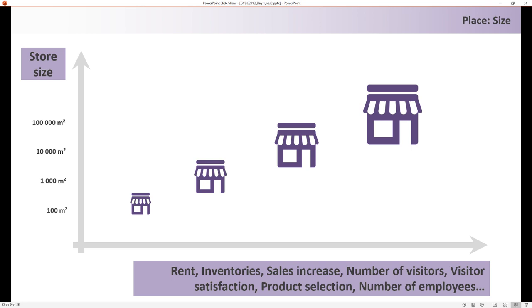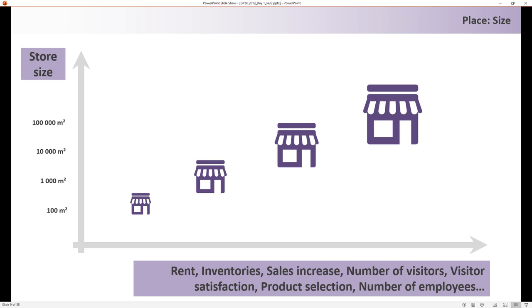Of course, the bigger the store, the more visitors you can place in that store, the more employees can work there, and the more inventory you can have. Once again, take into consideration the fact that you will have to pay more rent, and it can be quite high at some point.